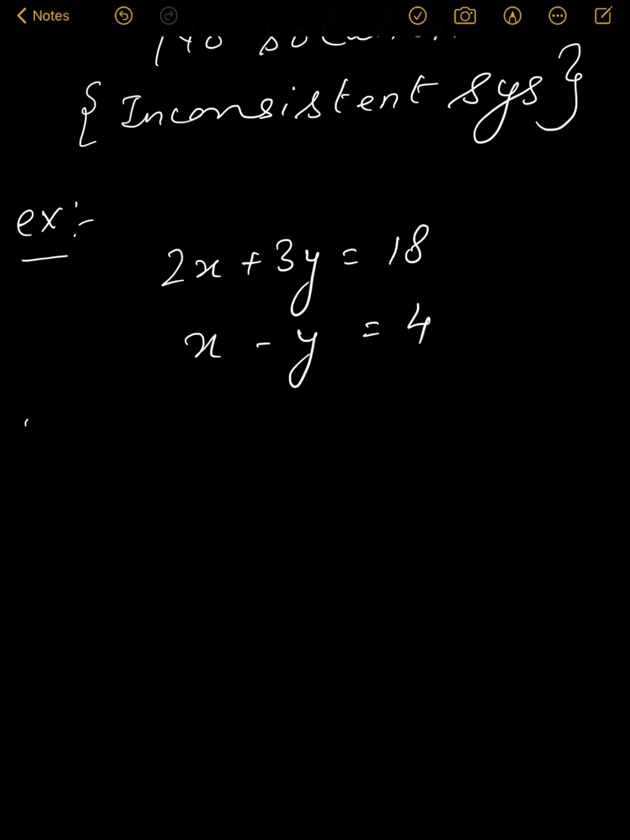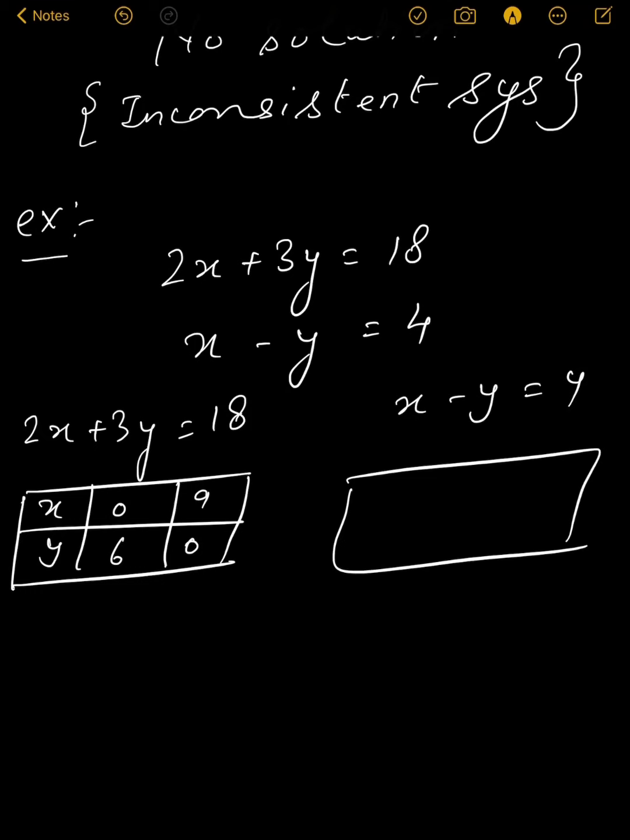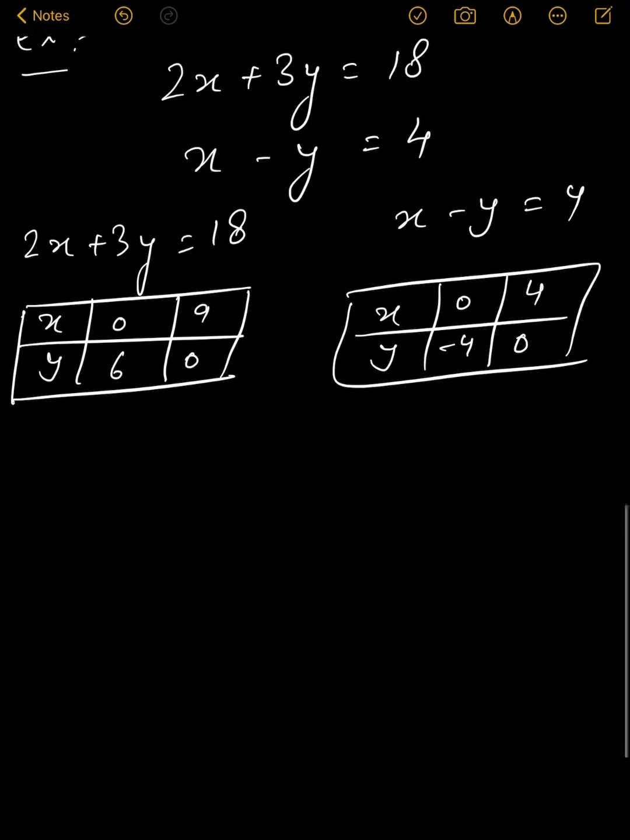So for the first equation 2x plus 3y is equal to 18, we have to choose points first. You can put x is equal to 0, then y is 6. If you put y is equal to 0, then you get x is 9. And similarly for x minus y is equal to 4, if you put x is equal to 0, then y is minus 4. If you put y is equal to 0, then x is 4. Now you have to draw them on the graph.